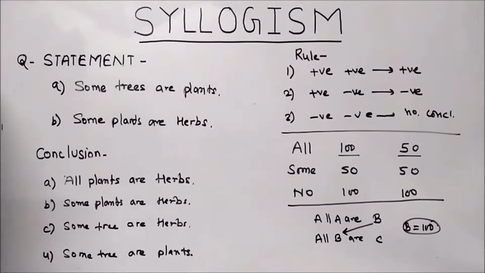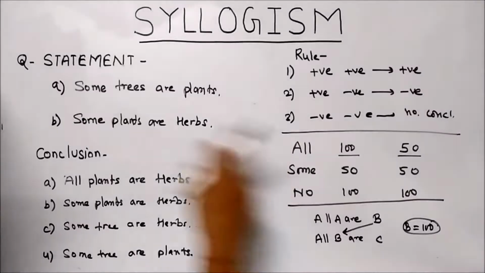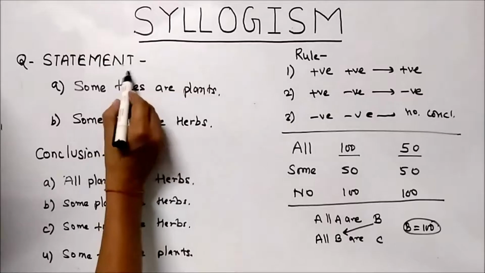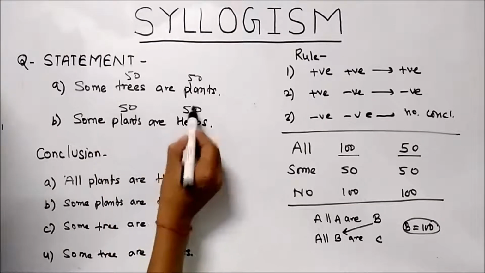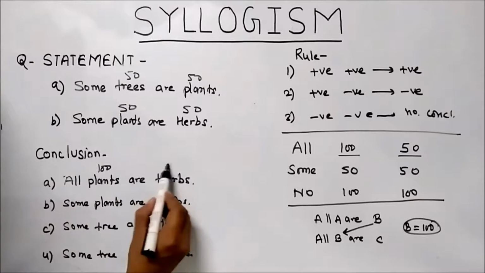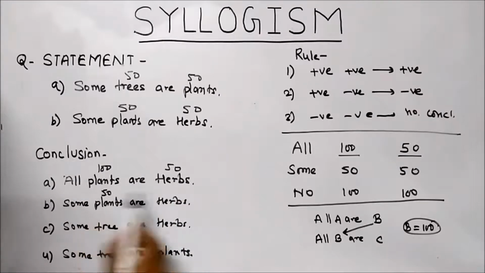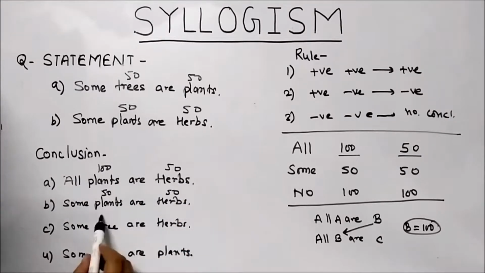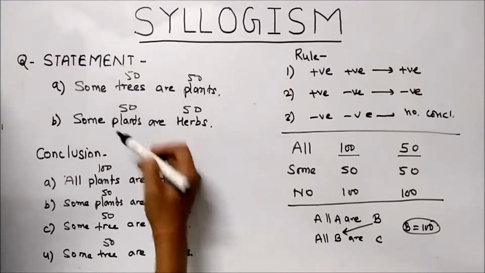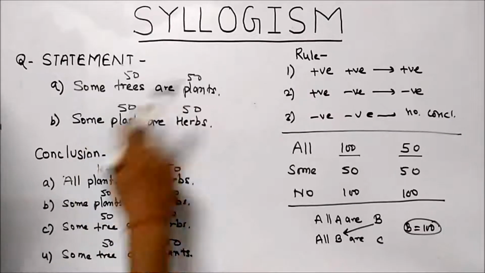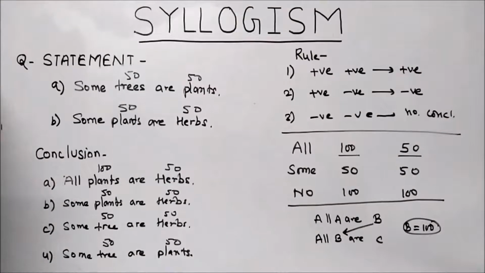Now put the values according to the rule for some, 50-50. Again here is some, 50 and 50. All, 100 and 50. Some, 50 and 50. Here plant in two statements is common, but the value of plant is not 100. So there is no direct relation between these two statements. So this rule is not applicable here.